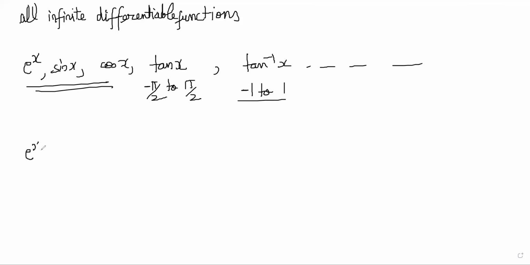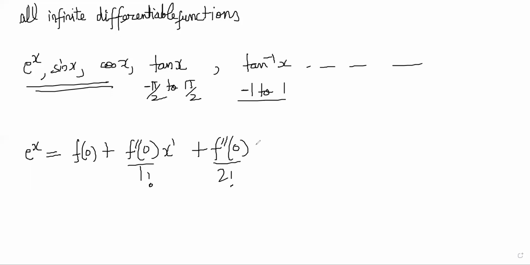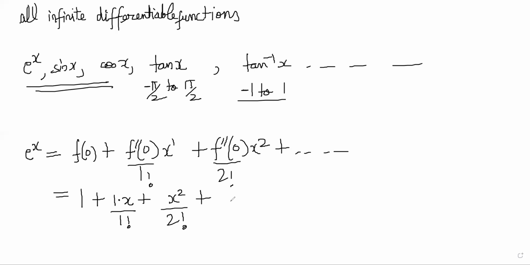And for example, let's do the Maclaurin series for e power x. That will be f of 0 plus f dash 0 by 1 factorial x power 1 plus f double dash 0 by 2 factorial x square and so on. So f of 0 is 1, plus f dash x is always e power x, so you'll get e power 0, that is equal to 1 into x by 1 factorial plus x square by 2 factorial. Every time the derivative of e power x is the same as e power x, and when you put 0 it becomes 1. So each coefficient is 1 in this expansion. So this is going to be your expansion for e power x.